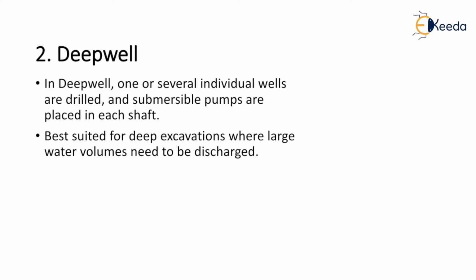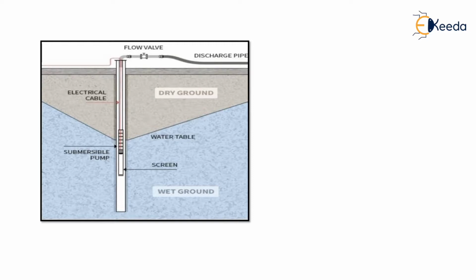Second, deep well. In deep well, one or several individual wells are drilled and submersible pumps are placed in each shaft. It is best suited for deep excavations where large water volumes need to be discharged. So here we can see a diagram of a deep well. Here a submersible pump is present, the water is being screened and then taken to the discharge pipe.